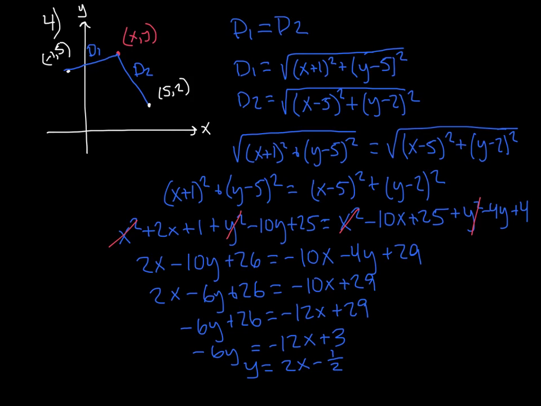And what is y equals 2x minus 1/2? That's going to end up being this line right here. I'll try and draw it as neat as I can. It's not going to be perfect. We get that line, and if you remember from previous problems, that should be the perpendicular bisector between the 2 points, because that'll be the set of all points that are equidistant from both of them.